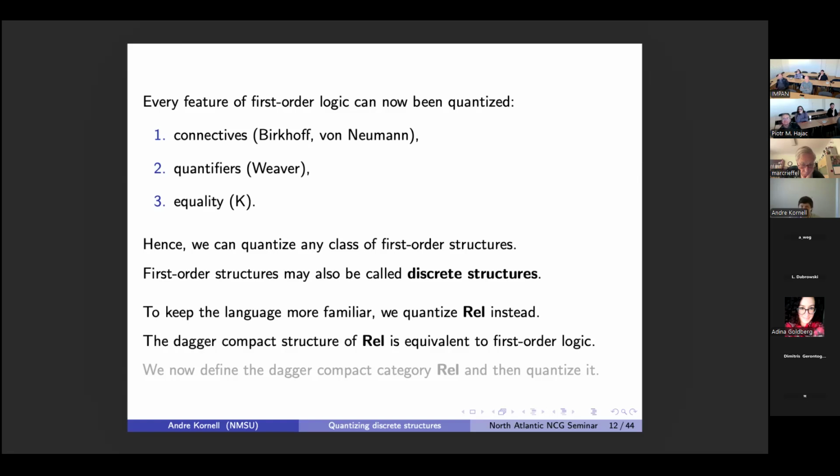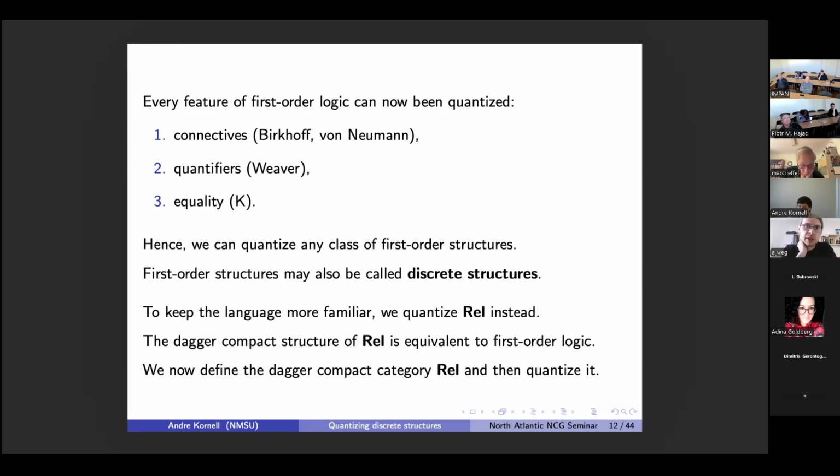In particular, the dagger compact structure of REL is equivalent to first order logic. So defining a class of structures in terms of this dagger compact structure is basically the same as giving a first order definition. That's what we'll do. So our order of business now is to define the dagger compact category REL and then quantize it. And this is sort of a friendlier version of quantizing first order logic explicitly.